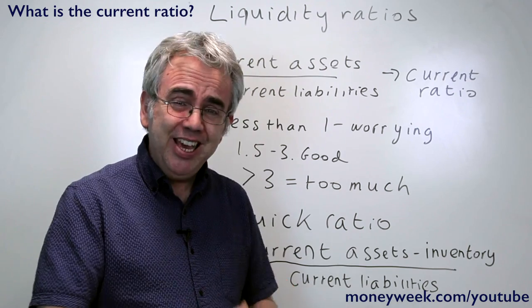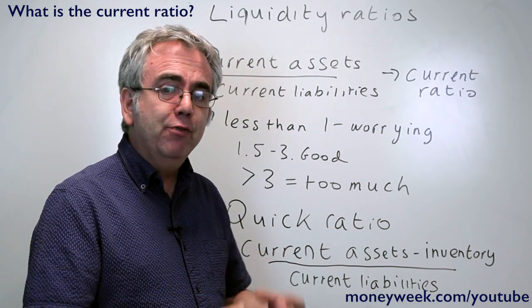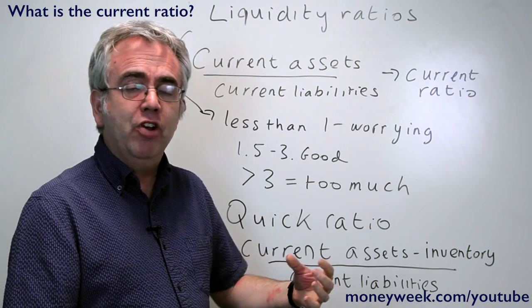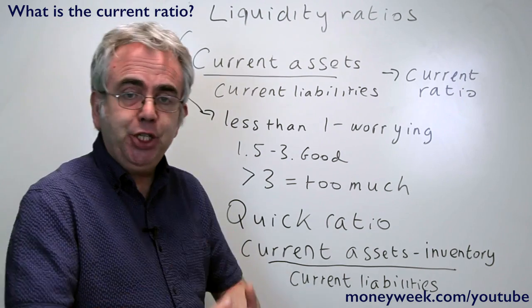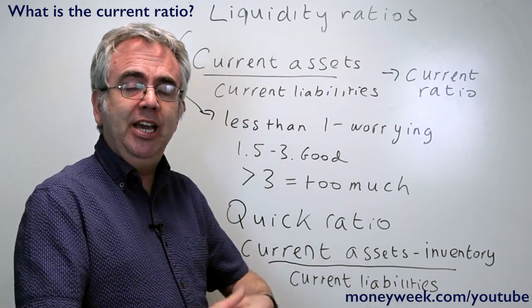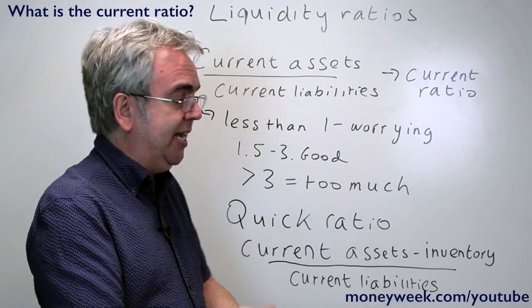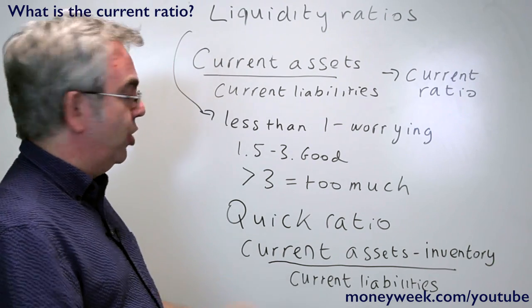But whenever you're looking at a company, don't look at that company in isolation. I'd really suggest that you look at current ratios for other companies in that sector. So if this is a supermarket, compare this company's current ratio with other supermarkets. That will give you a better idea whether this company's liquidity is in a good place or not.